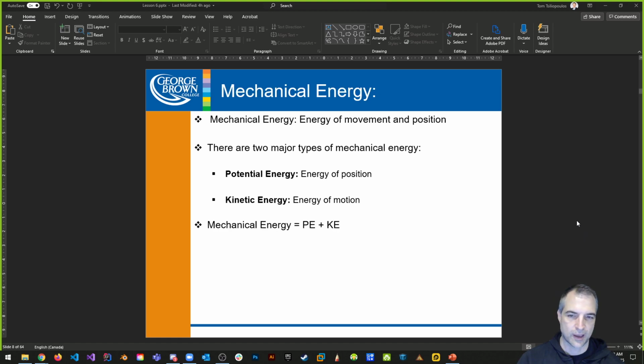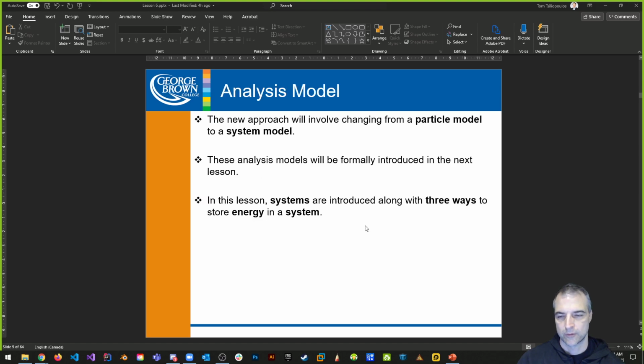There are 2 major types of mechanical energy, like we talked about: potential energy, energy of position, or stored energy, and kinetic energy, energy of motion, or momentum. When we think about mechanical energy as a whole, we add potential energy and kinetic energy together to get what we call mechanical energy. One thing to note, there's a famous saying that energy can neither be created nor destroyed, just transferred. We'll talk about that when we talk about the system. So we have a new analysis model.